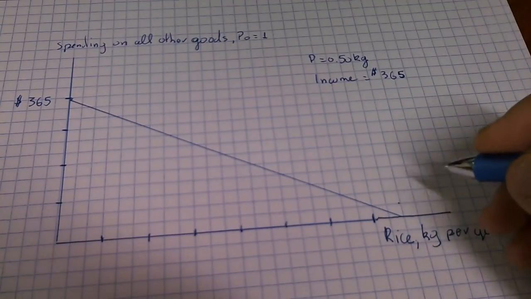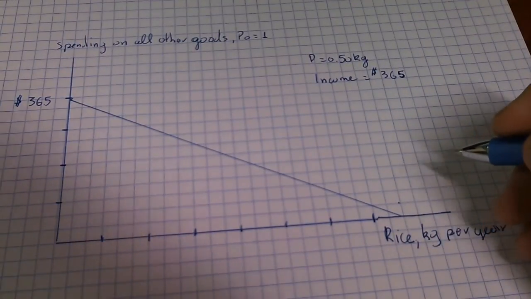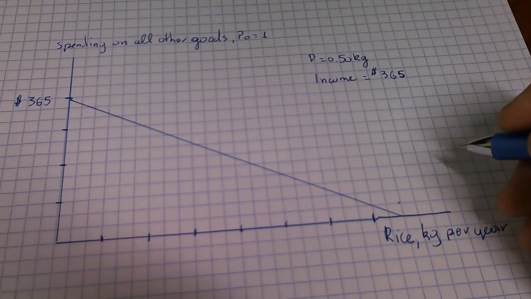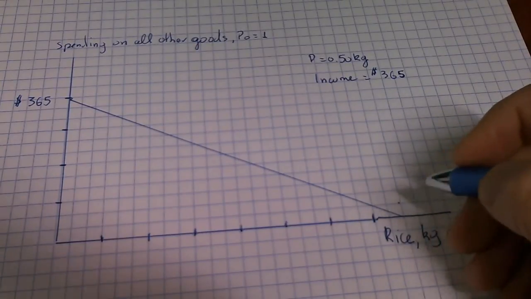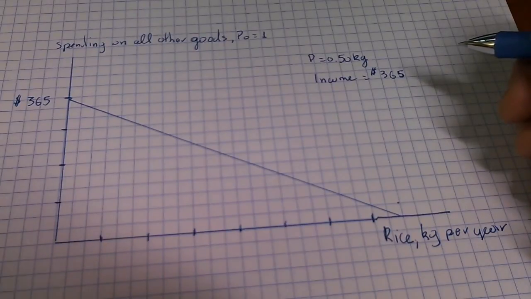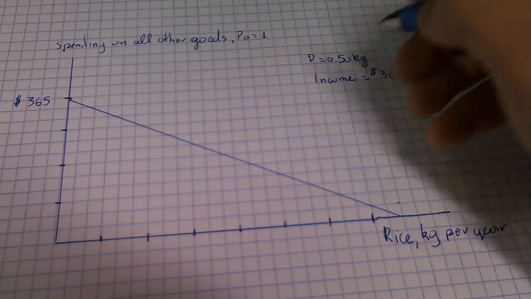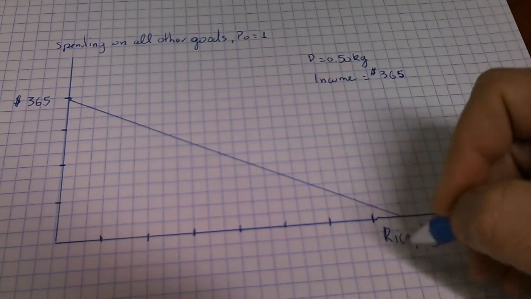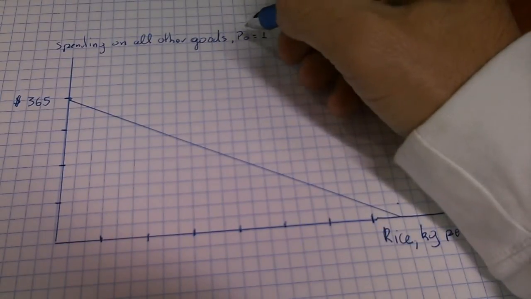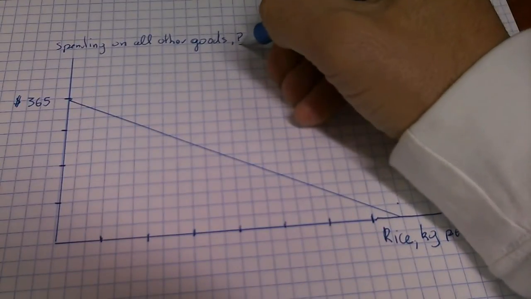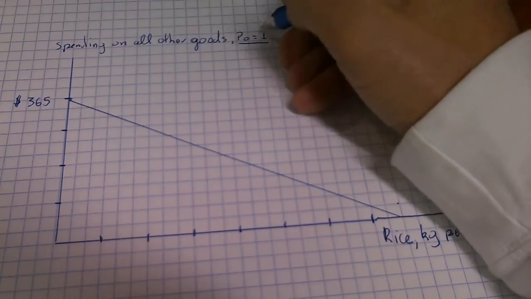He eats a lot of rice. His family eats a lot of rice because it's a staple. It fills up their tummy, and it's not that expensive relative to other things like beef or chicken and meat in general. Okay, so that's the situation. And now the other good, we're going to look at rice relative to other goods, and we're going to assign a value on other goods equal to $1.